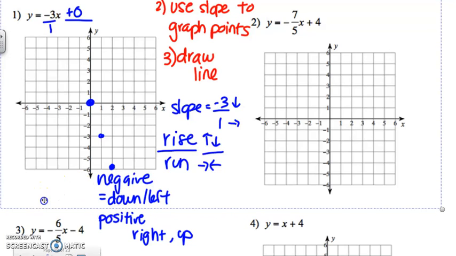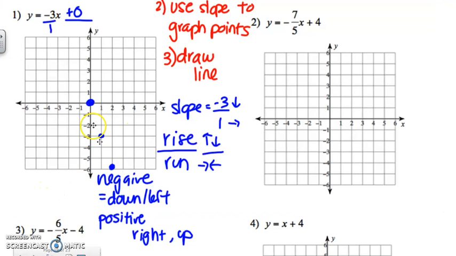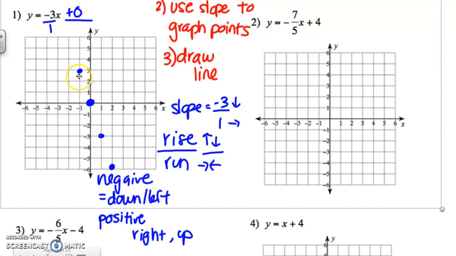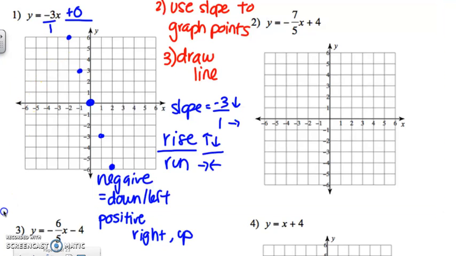Alright, so I've made as many points as I can in that direction. But to find more points up here, I need to do the opposite of this. So instead of going down 3, I'm going to go up 3, 1, 2, 3, and then I'm going to go left 1. And I'm going to see if I can do that again. 1, 2, 3, left 1. So once you fill up your graph with as many points as you can, that's when you're going to draw your line. And so now you've graphed a line.